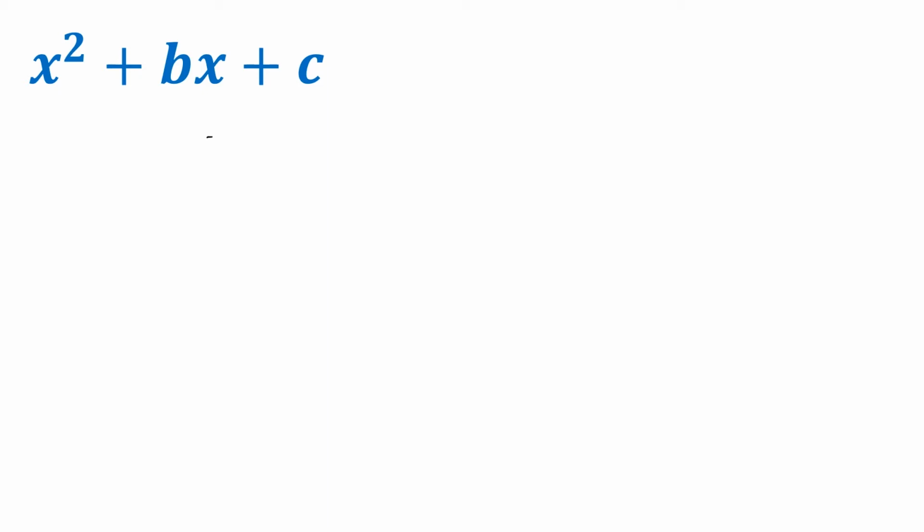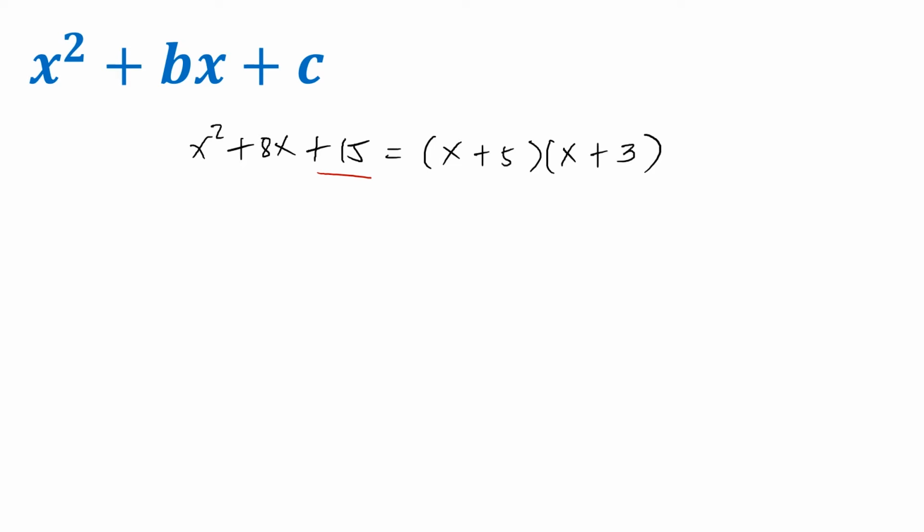Let's say we have x squared plus 8x plus 15. So to factor this, think of two numbers whose product is 15 and whose sum is 8. So we have two binomials with x as the first term, and the two numbers are 5 and 3. 5 times 3 is 15, 5 plus 3 is 8. So we have x plus 5 times x plus 3, or x plus 3 times x plus 5. Let us have another one.